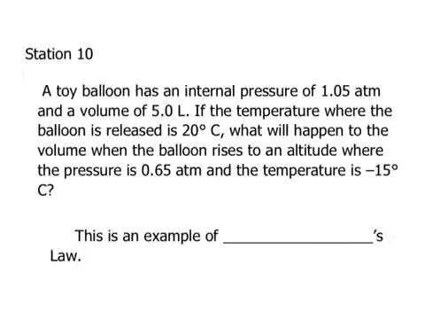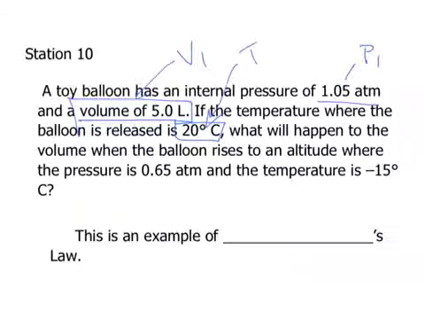A toy balloon has an internal pressure of 1.05 atm and a volume of 5 liters, okay? If the temperature where the balloon is released is 20 degrees C. So right here, this is my P1, this is my V1, here is T1, and remember we've got to add 273 to that. What will be the volume when the balloon rises to an altitude where the pressure, so here's P2, and the temperature, T2. So what this means is that we are looking for V2, is what we don't have.